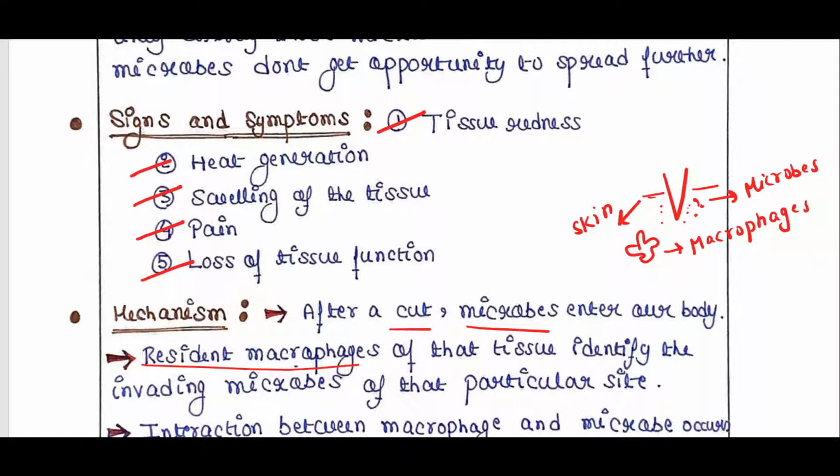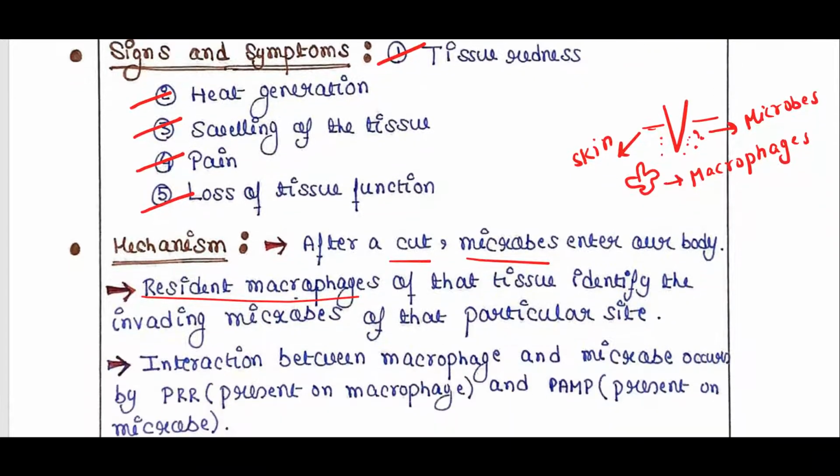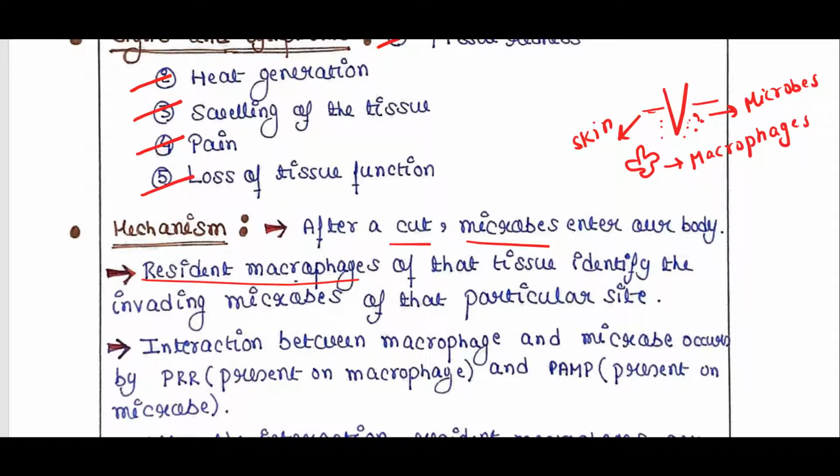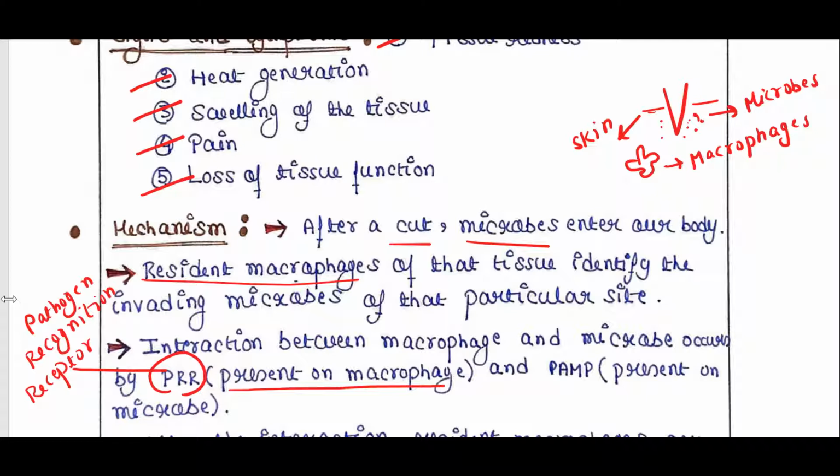And how does this interaction or detection occur? The interaction between macrophage and microbe occurs by PRR, which is present on the macrophage. PRR is the pathogen recognition receptor. These are receptors that are found in the plasma membrane of macrophages.